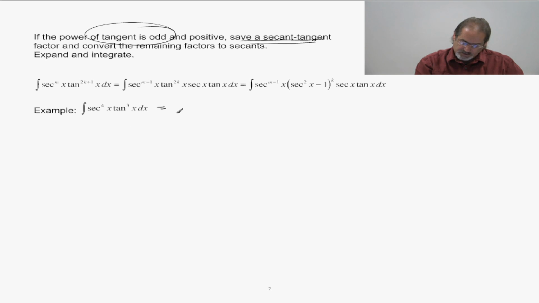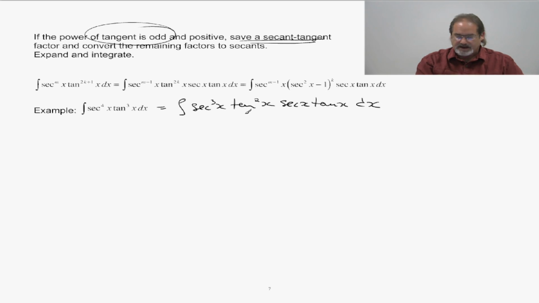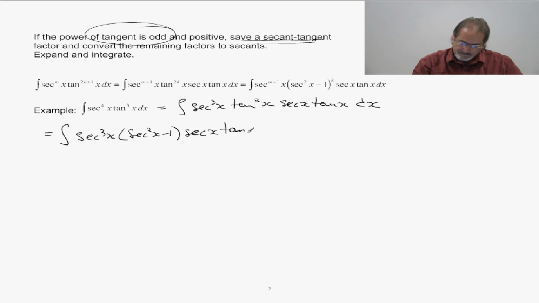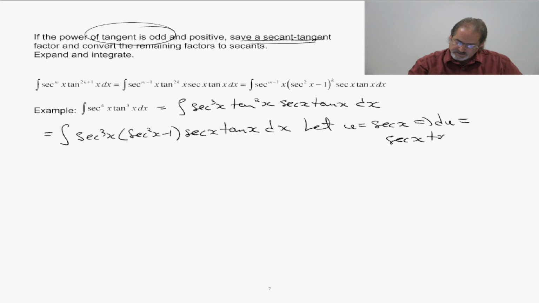So here what I'm going to do is I'm going to rewrite this as the integral of tangent cubed of x times secant x dx, which is tangent squared of x times a secant x and a tangent of x dx. Well, tangent squared I can write in terms of secants. So this is going to be the integral of secant squared of x minus 1, that's my tangent squared, times secant x tangent x dx. Now, if I let u equal secant x, then du equals secant x tangent x dx, which is exactly what I have right here.